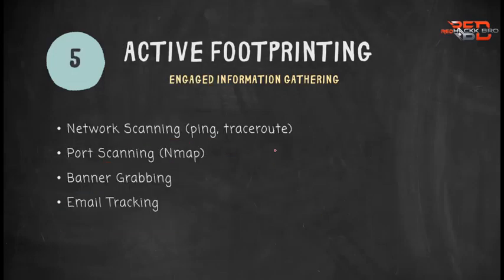In active footprinting, you interact with the target directly. You can use tools like ping and traceroute to map out the network. Tools like Nmap help with port scanning to see what services are running. Banner grabbing is where you get info about the target system by checking what's on their servers. Email tracking can also be used to see if the target is vulnerable to things like phishing.